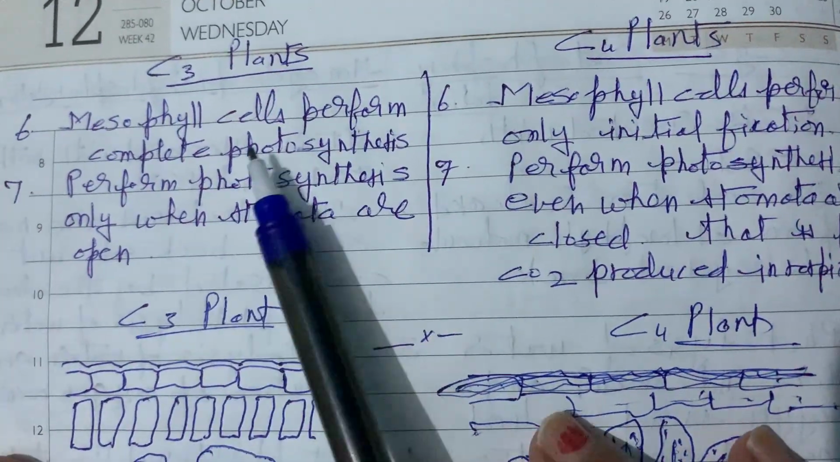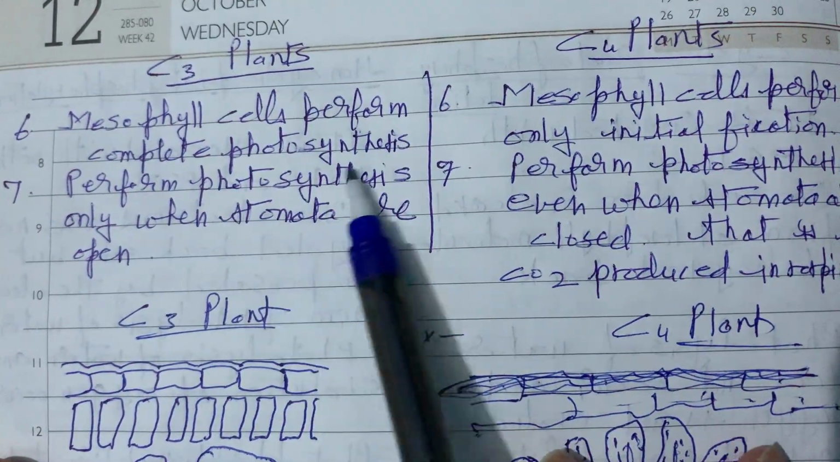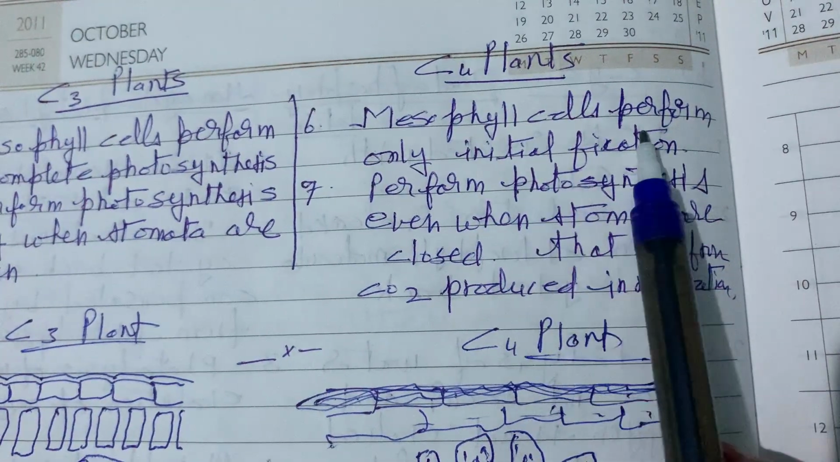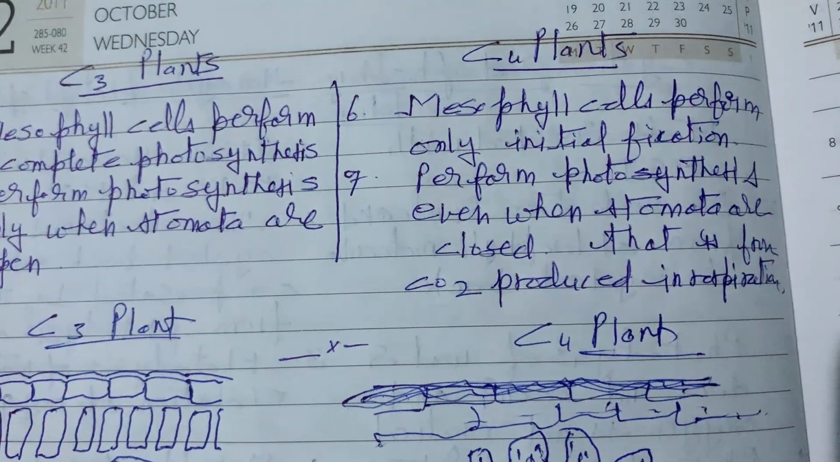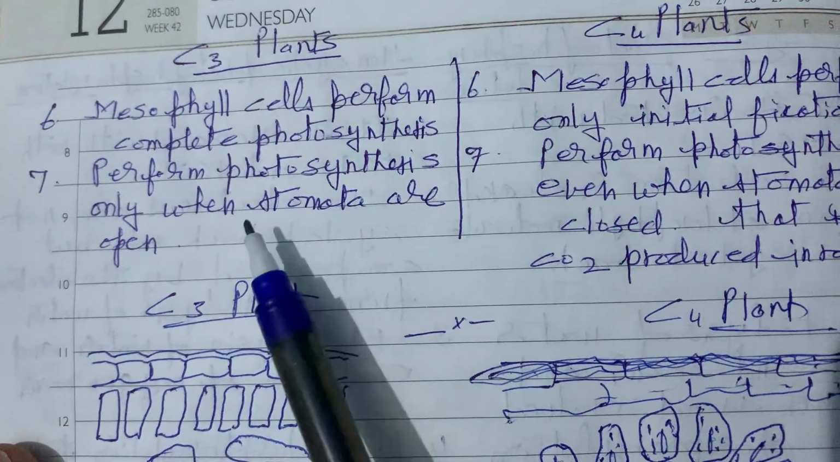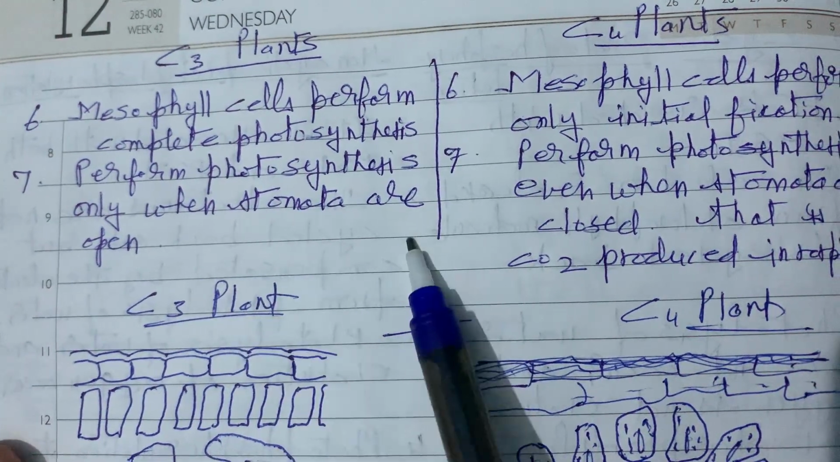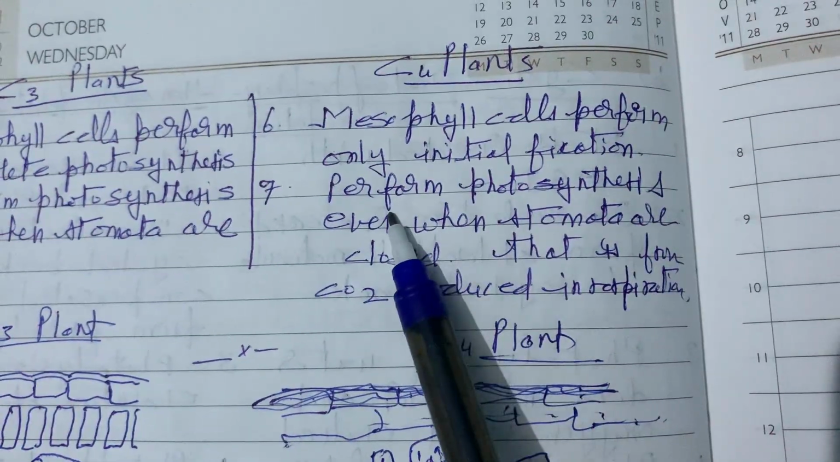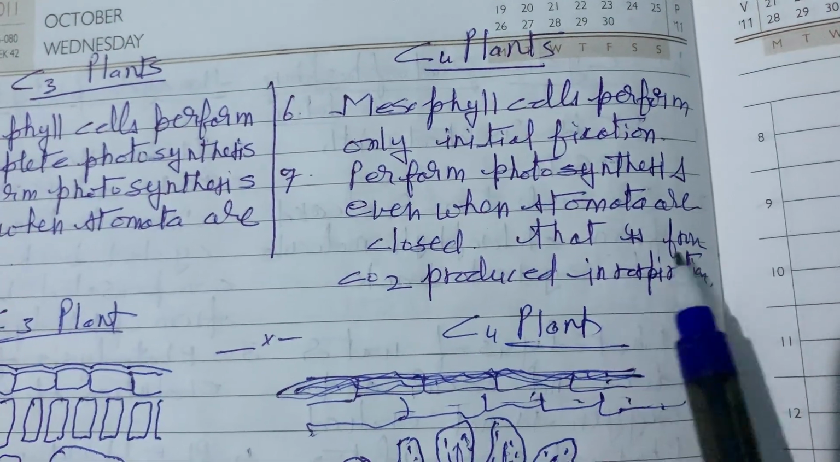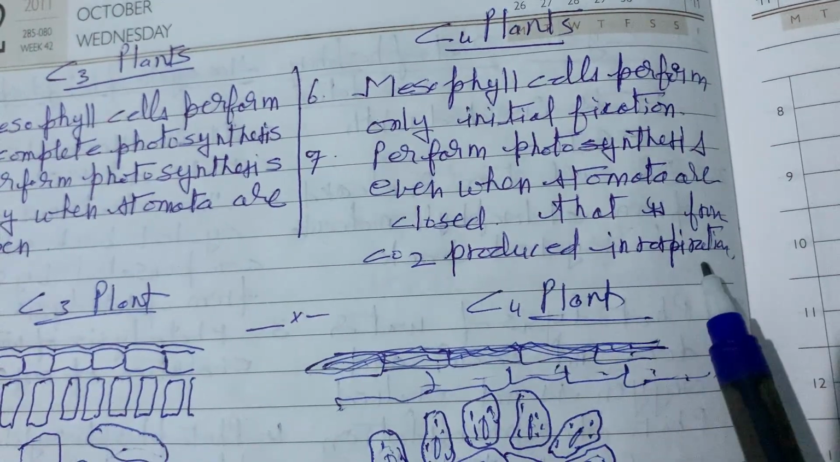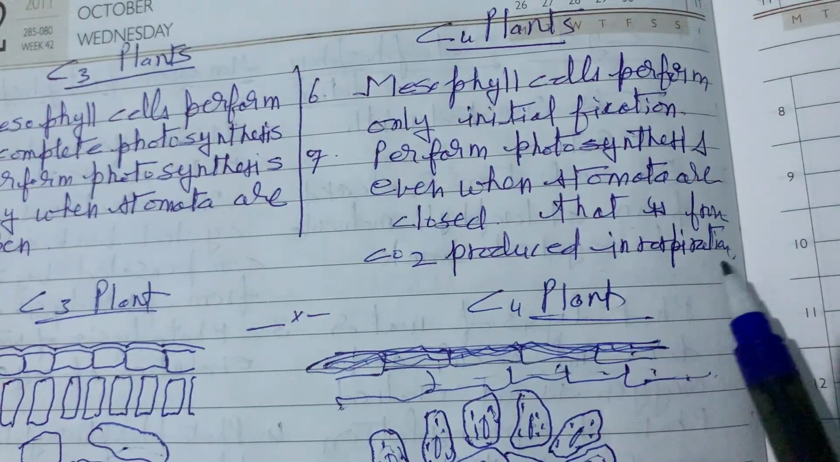In C3 plants, mesophyll cells perform complete photosynthesis. Here mesophyll cells perform only initial fixation. Here they perform photosynthesis only when stomata are open. Here they perform photosynthesis even when stomata are closed, that is from the CO2 produced in respiration.